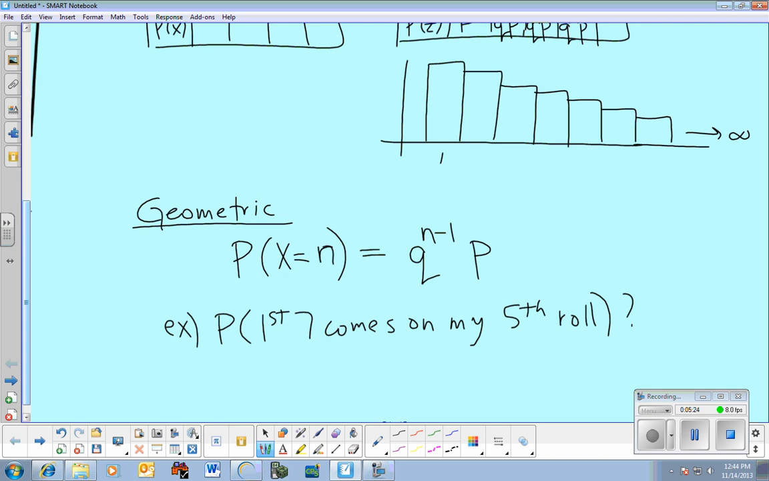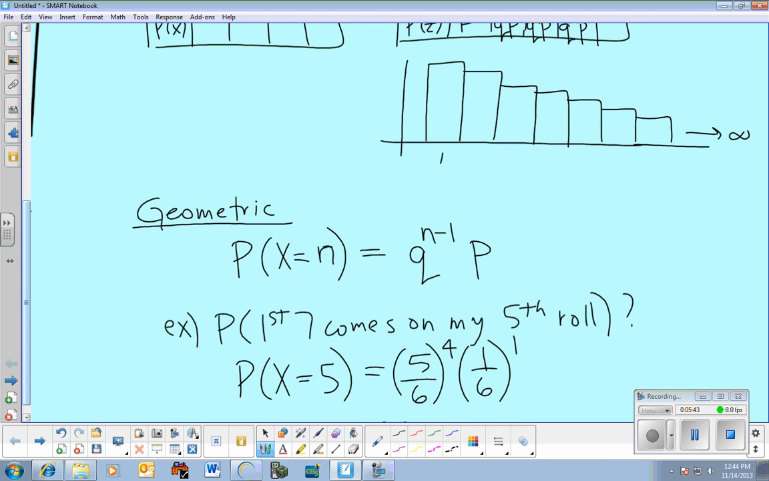Well, in order for x, the value of the variable, to equal 5, I need to fail 4 times and succeed once. You remember from our dice sample space, there's a 5 out of 6 chance of not getting a 7. I need that to happen 4 times, followed by just the first, and you don't need that first power there, you can just put 1/6. So this is geometric probability, a lot simpler than binomial and easier to use.